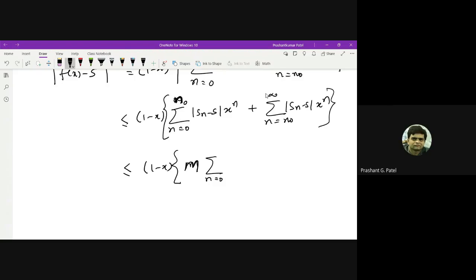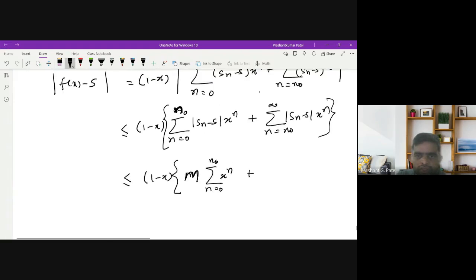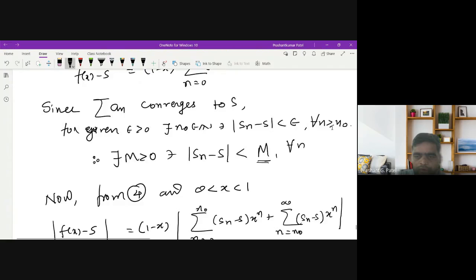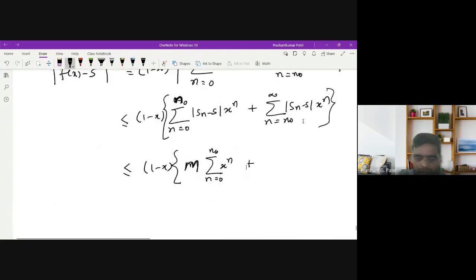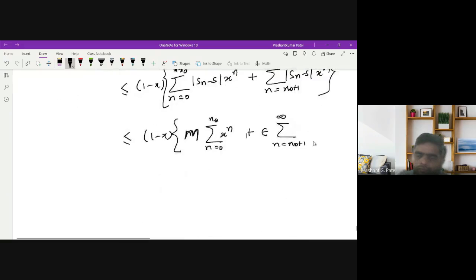summation n running from 0 to n0 x to the power n, plus, due to this, Sn minus S is less than epsilon for every n greater than or equal to n0. So in this one it is less than epsilon. So I may write this as epsilon into summation n running from n0 to infinity, or since I started with n0, you can write n0 plus 1 here. No problem. Here also you can write n0 plus 1. This is less than epsilon x power n.